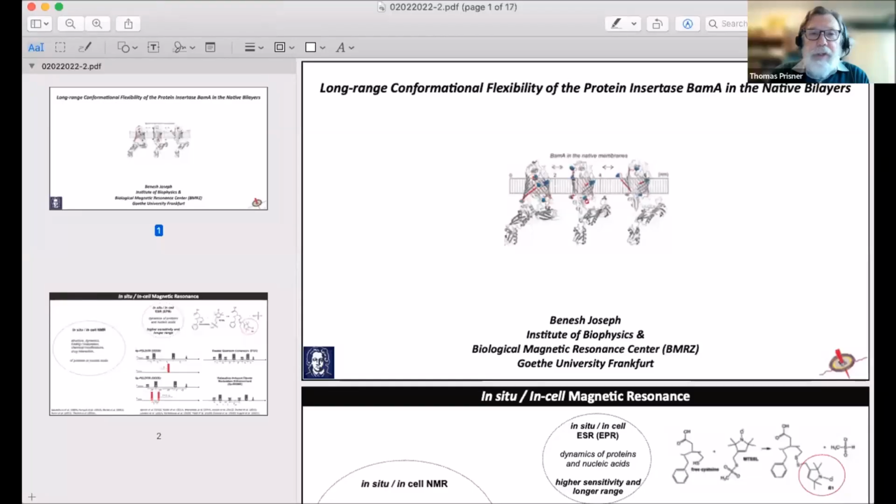In 2019, he got a prestigious Emmy Noether Award from the German Research Foundation to build his own independent group. Then he switched from the physical chemistry department to the biophysics department, or the physics department with the Institute of Biophysics, where he is working now. He has his own group, his own spectrometers, and he will talk today about BamA, an outer membrane protein, doing pulse dipolar spectroscopy on that. Benesh, the screen is yours.